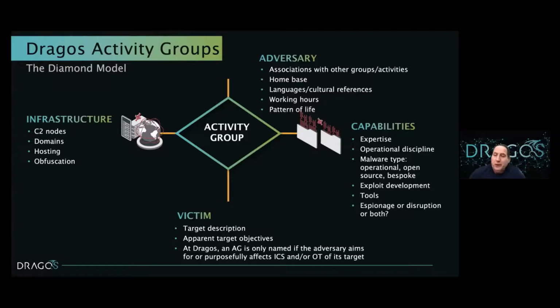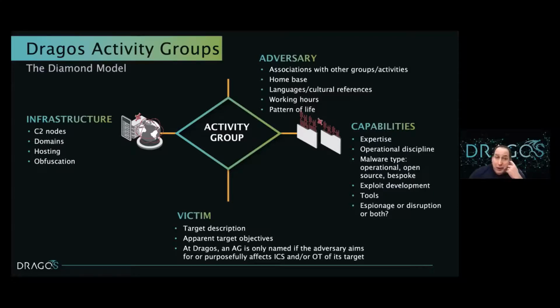So espionage would be collecting information from nodes. Disruption would be causing those nodes to fail or causing some process failure in the operational technology environment. And then finally, we have the victim, the target description, the parent target objectives. Now remember that these things help context. This diamond model is actually all about context.